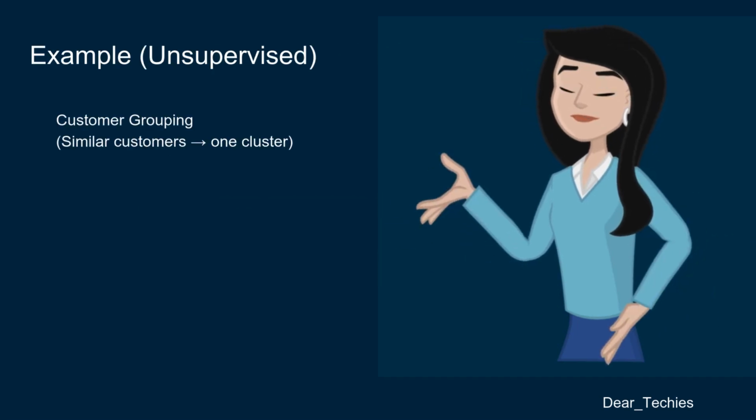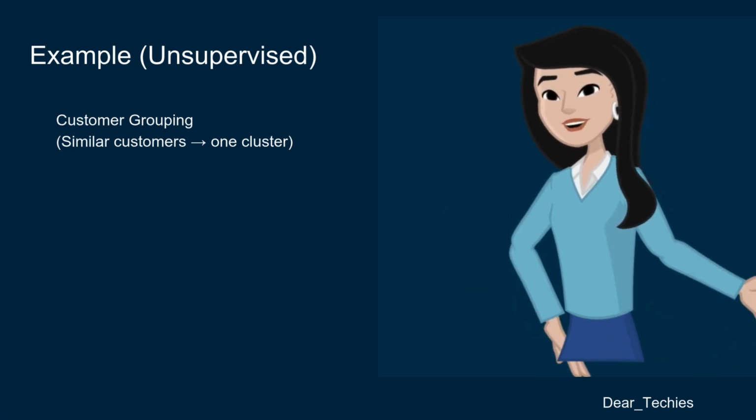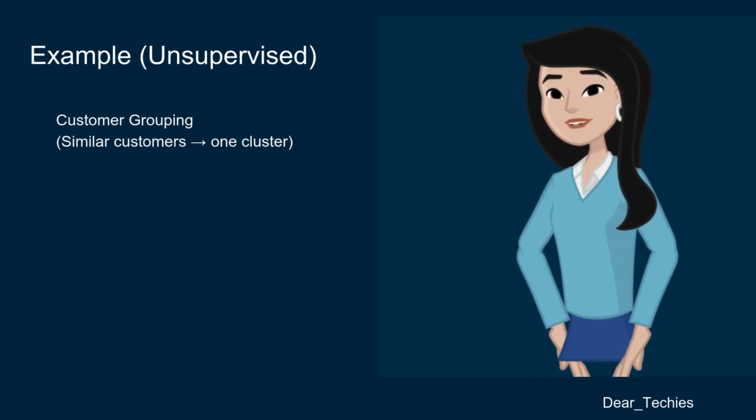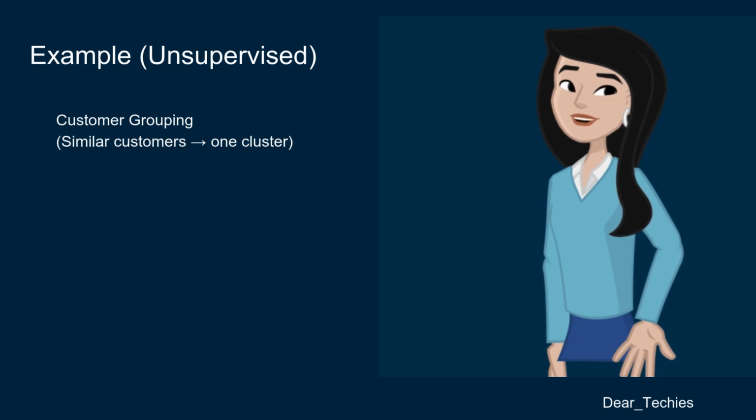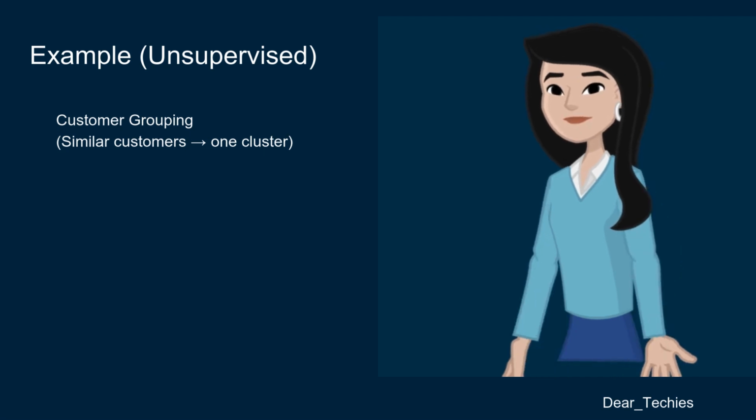For example, an e-commerce website may want to group customers based on buying behavior. There are no labels like "this person belongs to group A." The model looks at the patterns and automatically forms groups.